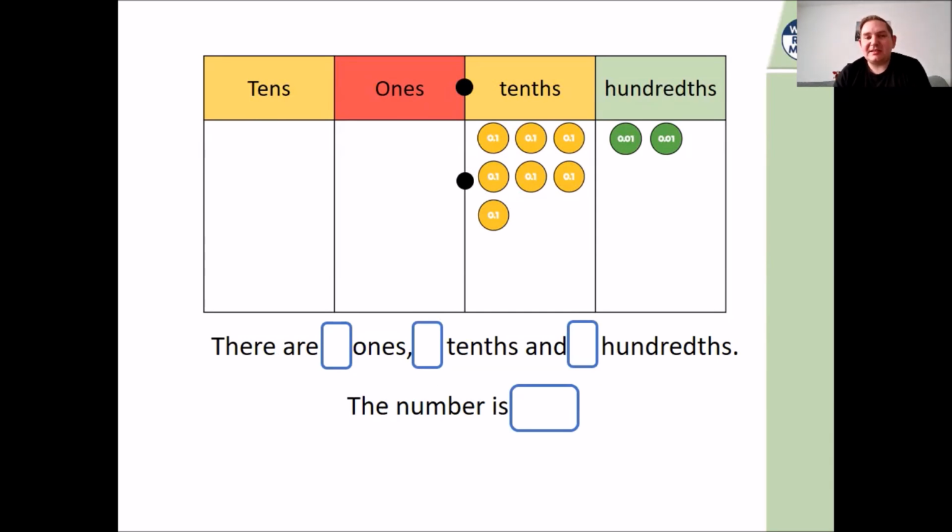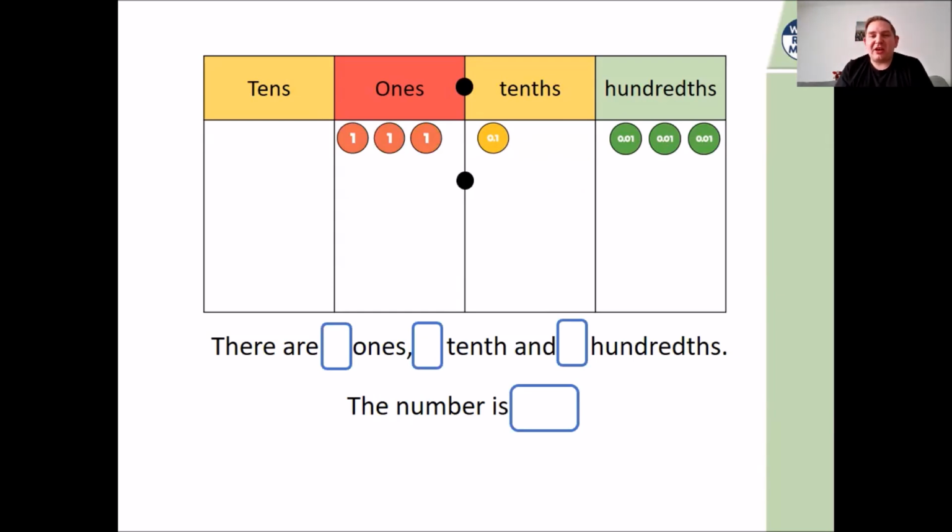Okay, so I can see that there are no ones in here, which means we have 0 ones. In our tenths column, we have 7 tenths. In our hundredths column, I can see that we have 2 hundredths. So in total, we have 0 ones, 7 tenths, and 2 hundredths. So the number is 0.72. It is important to add that 0 point on here, otherwise we have 72, and that is a much larger number than 0.72.